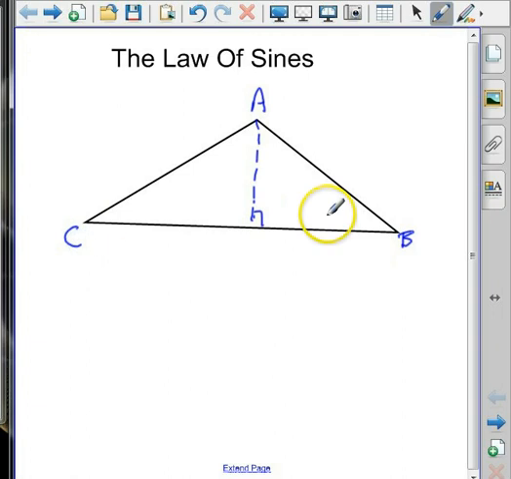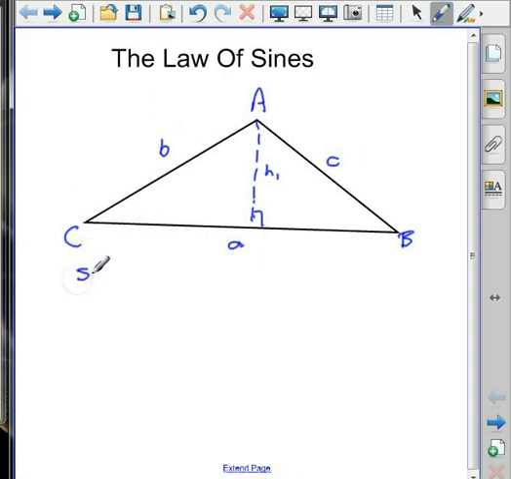Now it's common convention to label the angles with capital letters and the sides with lowercase letters. And lowercase side A will always be opposite angle A. Side B will always be opposite angle B. And side C will always be opposite angle C. So if I call that H1, then you see I've made a right triangle right here.